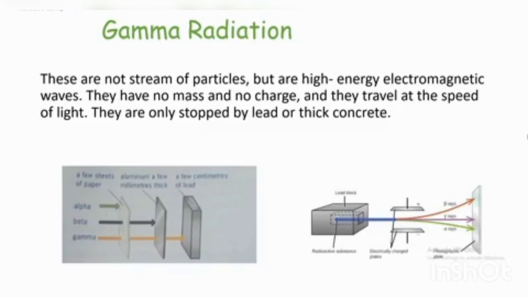They are only stopped by lead and thick concrete. Gamma radiation is able to travel many feet in air and many inches in human tissue. They readily penetrate most material and are sometimes called penetrating radiation. Gamma radiation and X-rays are electromagnetic radiation like visible light, radio waves, and ultraviolet light.